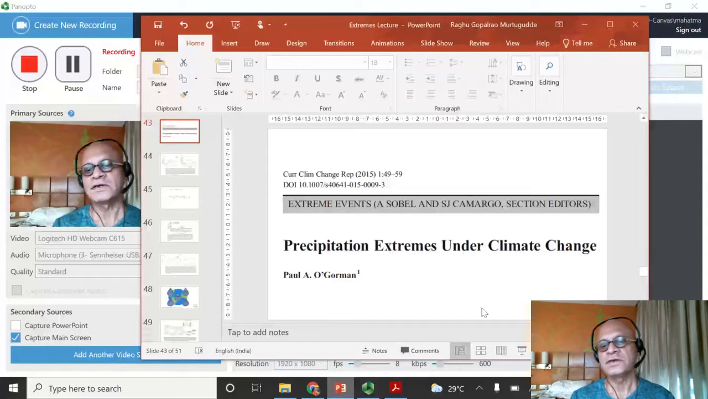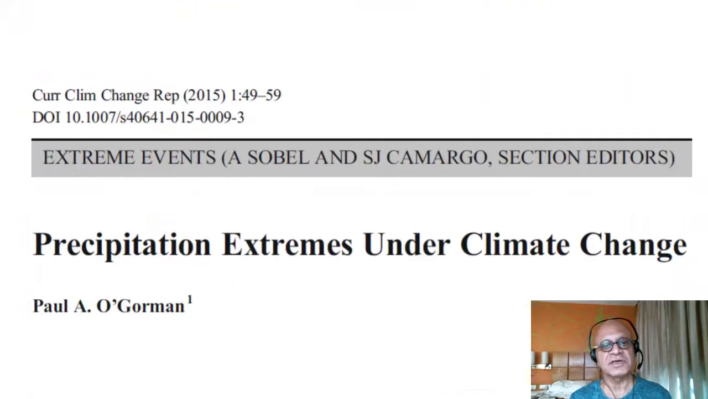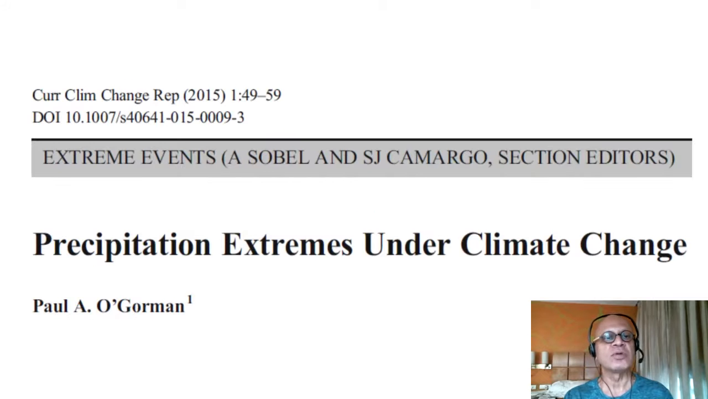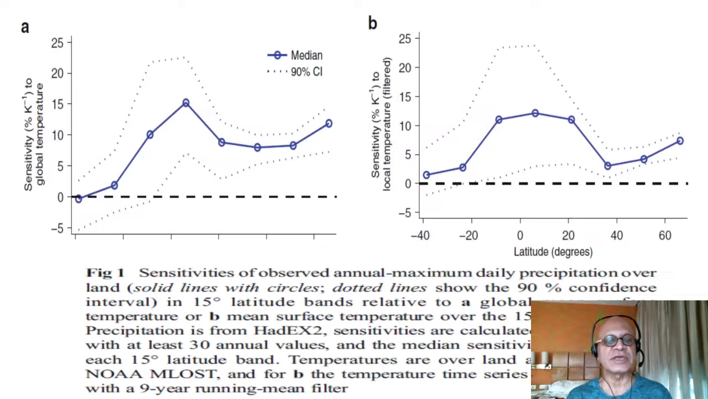Okay, let's continue this idea of extremes and add a little bit more about the processes. Paul O'Gorman has been writing a lot of good papers on total precipitation and precipitation extremes under climate change, including model analysis, scaling, and so on. So we'll look at a few points from his paper from this special issue of Current Climate Change Report, edited by Adam Sobel and Susanna Camargo, I think, but you can look it up.